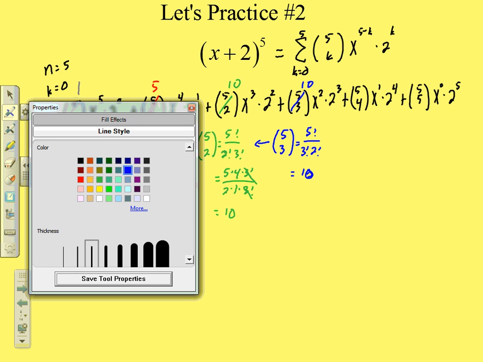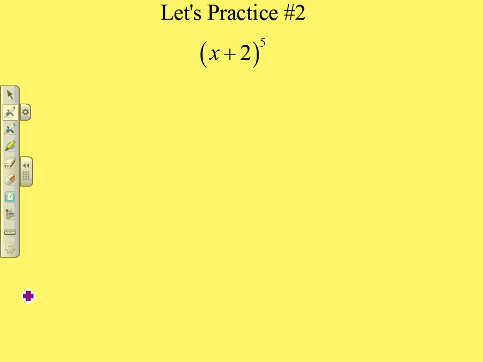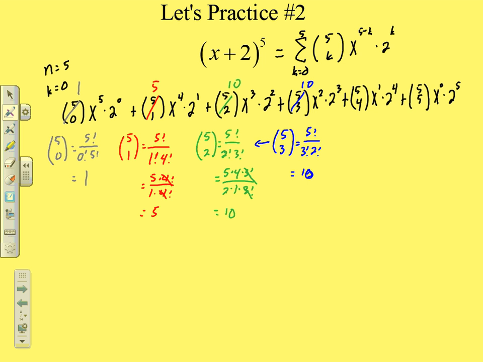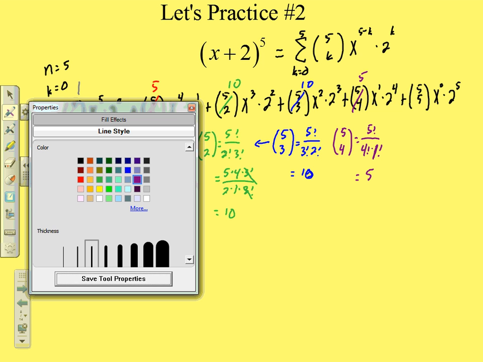And the next one should be a repeat also, but let me go ahead and write it out so you can see why it's a repeat. So the next combination would be 5 choose 4, which would give me 5 factorial over 4 factorial times 1 factorial, because 5 minus 4 is 1. And we see that that's the one that I did in red already, so that will be a 5, equals 5. And the last one should be a repeat as well, and if it follows a pattern, the last one should simplify to be 1.